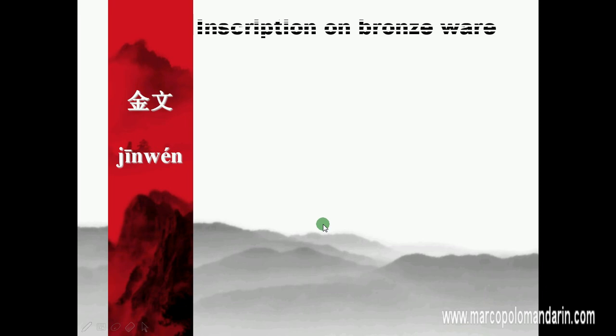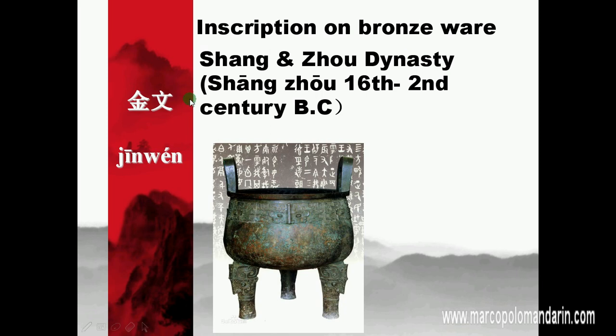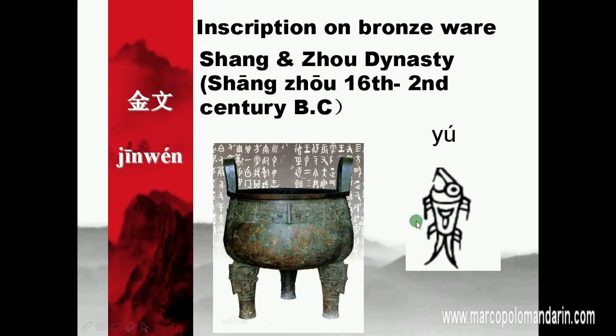Okay, the second generation of the Chinese characters is called 金文 because it was the inscription on bronze ware. 金 means metal, so they were carved on the bronze ware. Currently, we have found 2,722 Jinwen characters, but we can only read 2,420. These characters were used in the Shang and Zhou dynasties, from the 16th century to the 2nd century BC. In this period, the fish turned to this picture, still the character 鱼.